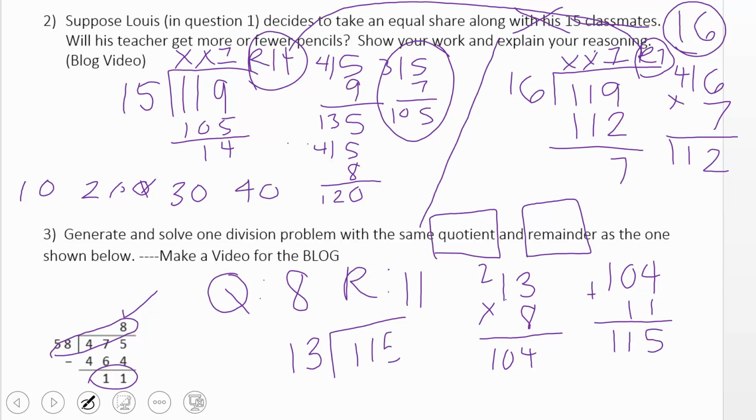Now, you could really come up with anything you want, but you do need to make sure that your remainder is smaller than your divisor. So I could not have picked a divisor of 10 or 9 or 8. It would have to be bigger than 11. Let's see what you can come up with.